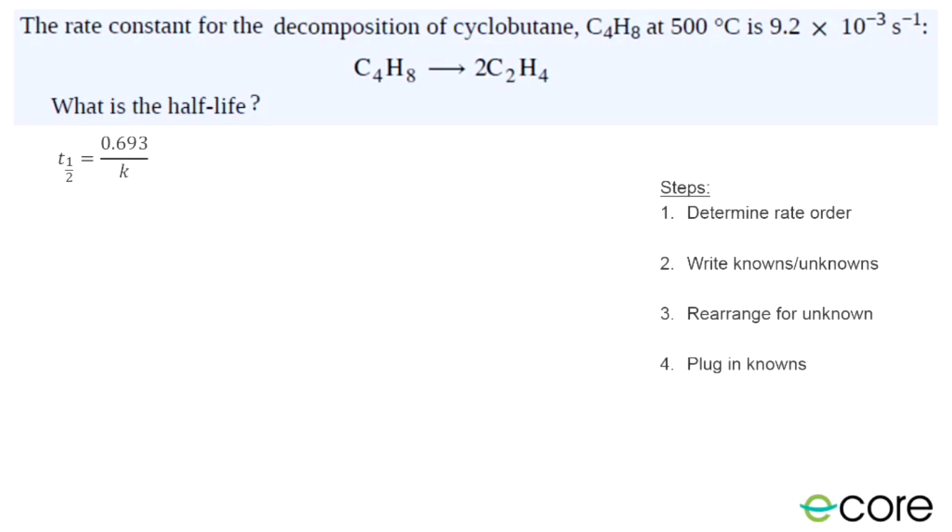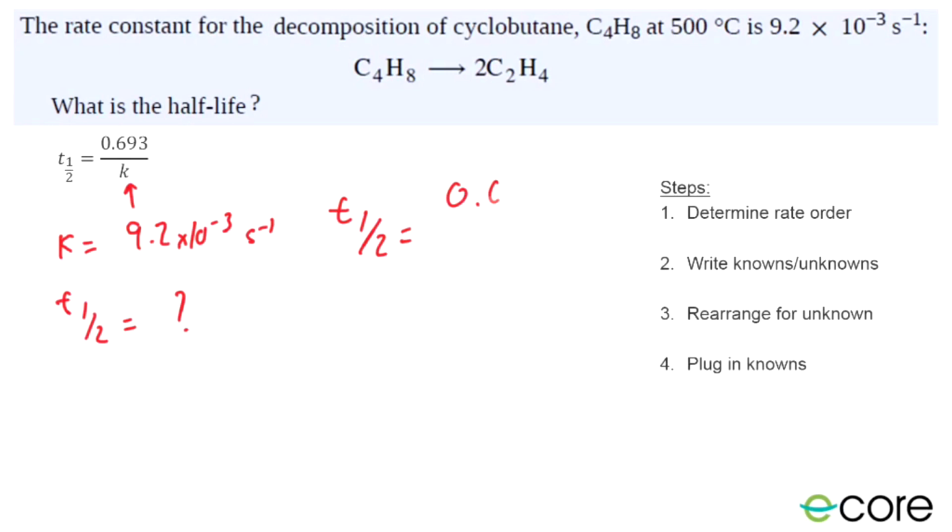This problem is pretty straightforward. We just need to write down our knowns and unknowns, but there's only two of those. So the known is k. It's equal to 9.2 times 10 to the minus 3 per second. And the t1/2, that's what we're looking for. So all I've got to do is plug my k in there and solve for t1/2. That's my half-life. So 0.693 divided by 9.2 times 10 to the minus 3.